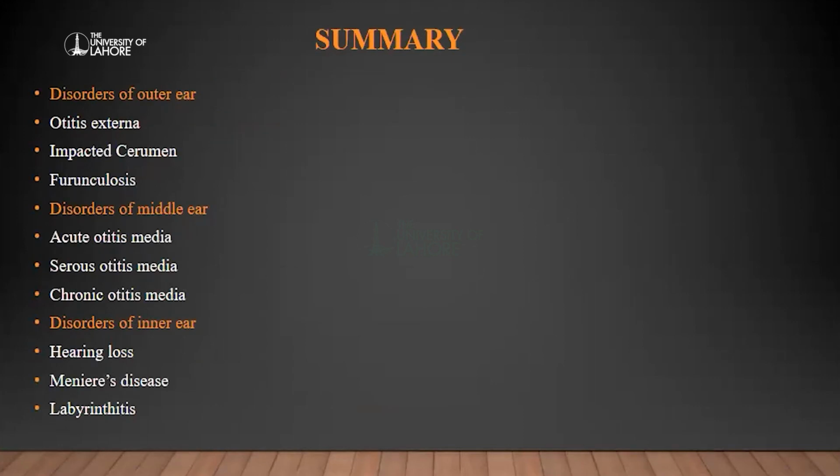So the summary of the whole lecture is: disorders of the outer ear, otitis externa, impacted cerumen, and furunculosis are the major disorders of the outer ear, as well as disorders of the middle ear. Acute otitis media, serous otitis media, and chronic otitis media are the common pathologies of the middle ear. And the last one is the disorders of the inner ear, hearing loss, which has different types. Meniere disease and labyrinthitis are the common pathologies of the inner ear.